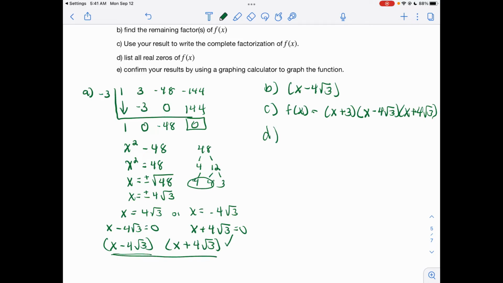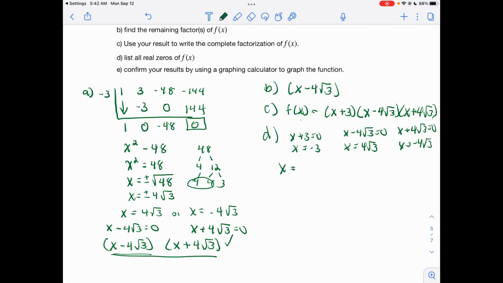D, okay, list the zeros. Well, the zeros, we take each of these factors and set them equal to 0 and solve. So if I take, let me give myself more room, if I take x plus 3 equal to 0, I get x equals -3. x minus 4 the square root of 3, set that equal to 0, get x equals 4 the square root of 3. And x plus 4 the square root of 3, set that equal to 0, I get x is equal to -4 the square root of 3.